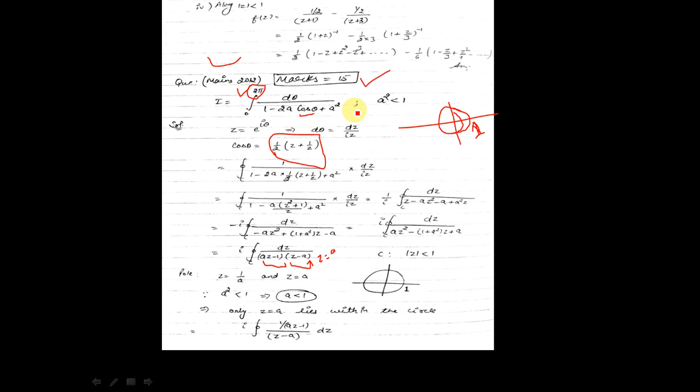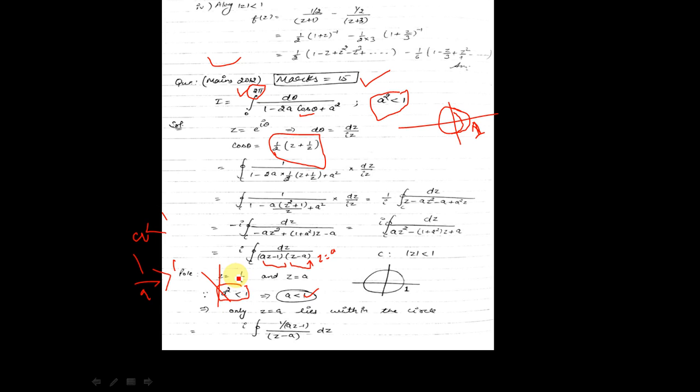When a is less than 1, then 1 by a will be greater than 1. A pole which is lying outside the circle will not contribute to the residue, so we will not consider z equals 1 by a. Only z is equal to a. This pole lies inside the circle, hence it will contribute to the residue.